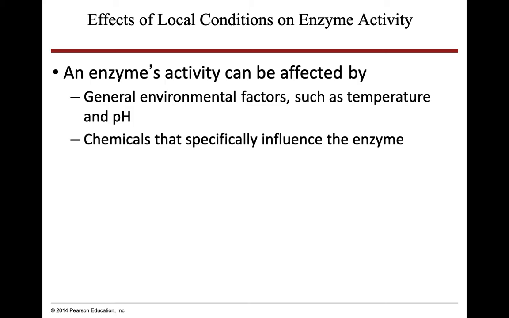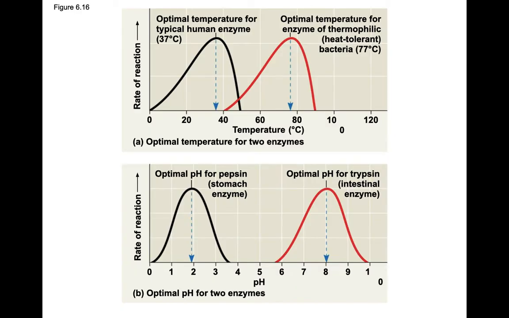Now, a couple of things can really affect an enzyme's activity. General environmental factors such as temperature and pH can make an enzyme work more efficiently or less efficiently. And there's also chemicals that can specifically influence whether the enzyme is considered functional or not.